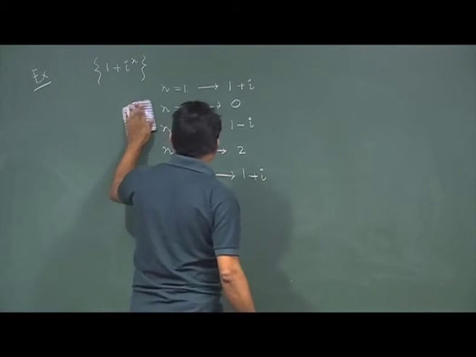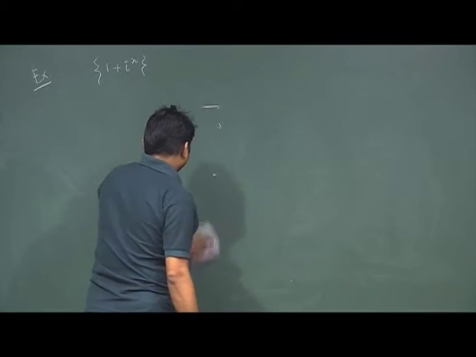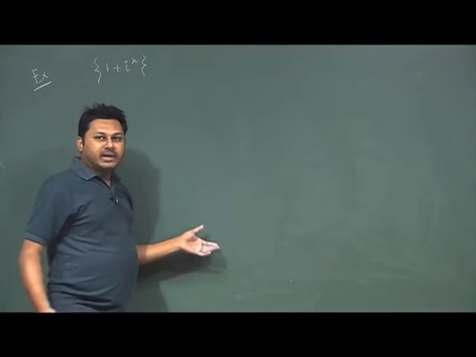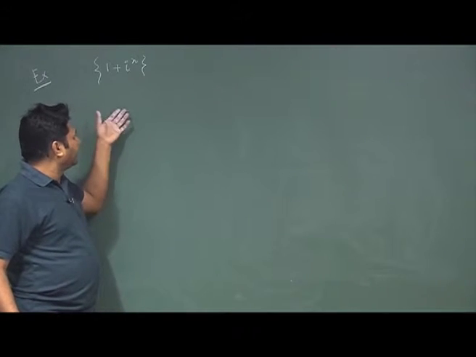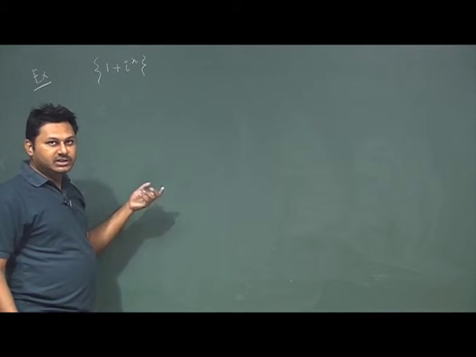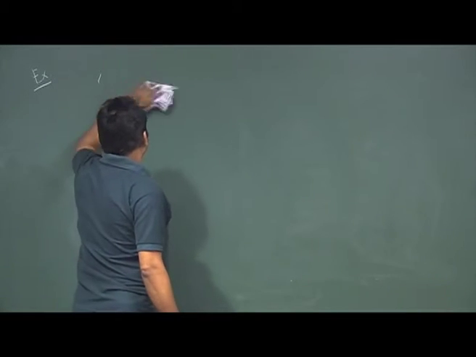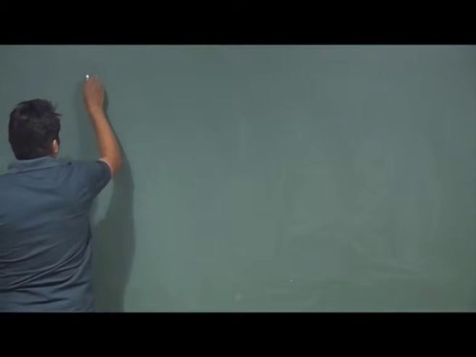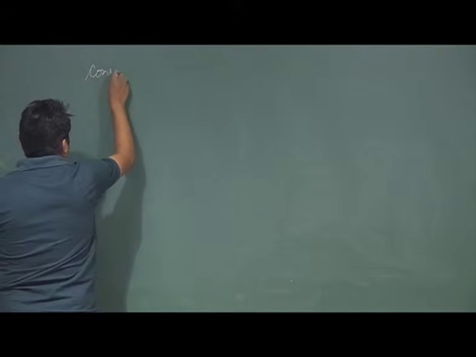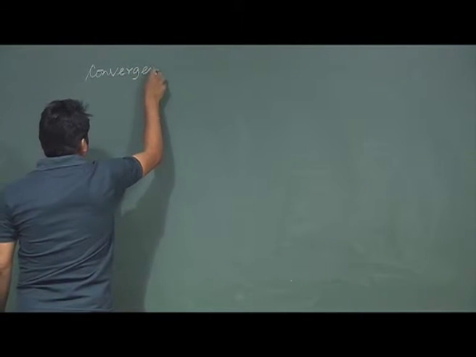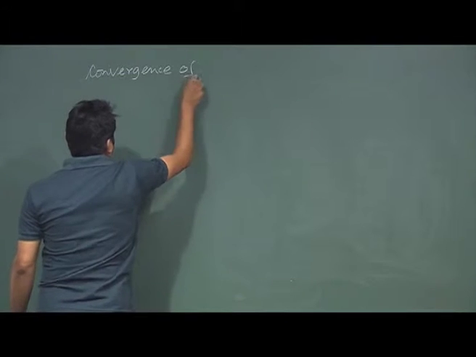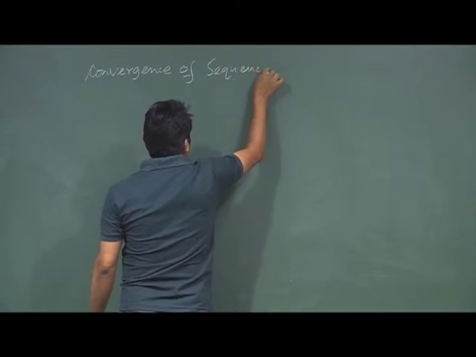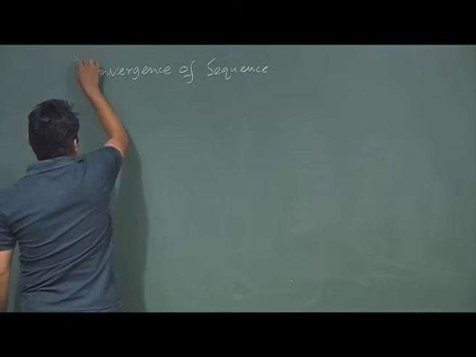Now, the obvious question that should come to our mind is how many numbers I am getting here if n tends to infinity, and whether these numbers go on forever or converge to some point. So, next is the convergence of a sequence.